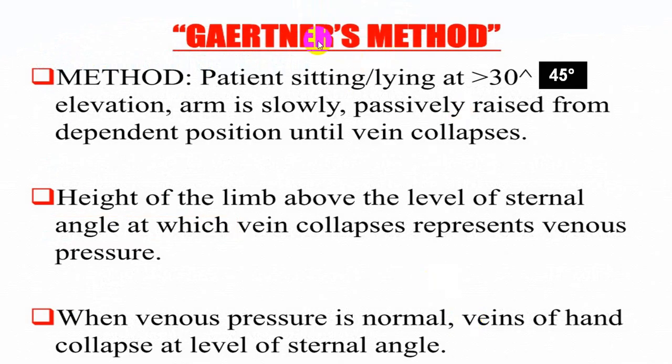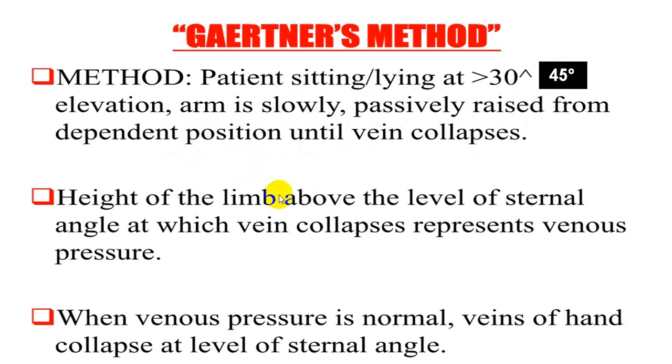Then there is another method, what we call Gartner's method, in which the patient is at 30 degrees or 45 degrees, and you elevate the arm slowly, or passively, raising it from the dependent position until the vein collapses.